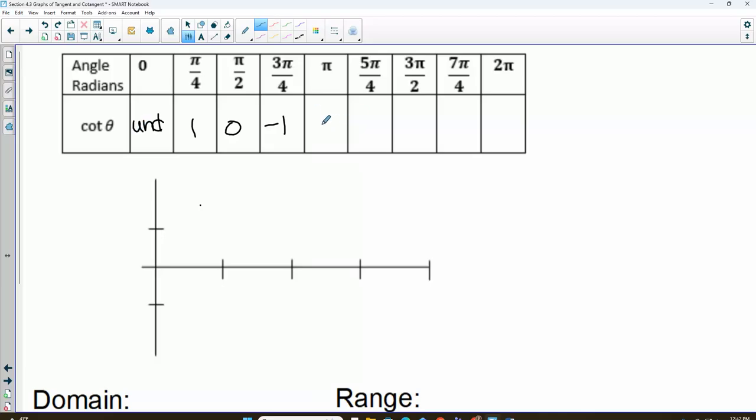Pi is going to be the same as 0, which is undefined. 5 pi over 4, that's in quadrant 3. And in quadrant 3 is cotangent positive or negative? Positive, so we're back to positive 1. 3 pi over 2, 0. 7 pi over 4, that's quadrant 4, so cotangent would be negative 1. 2 pi is the same as 0. Okay, so I'm going to have to add in a few more points here.